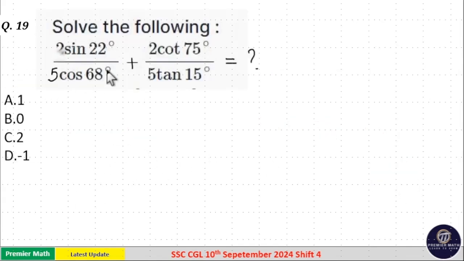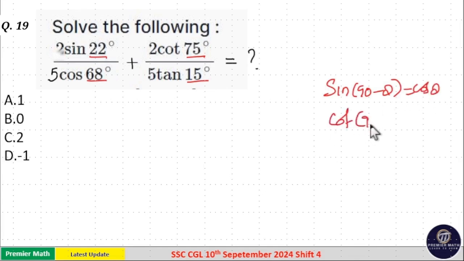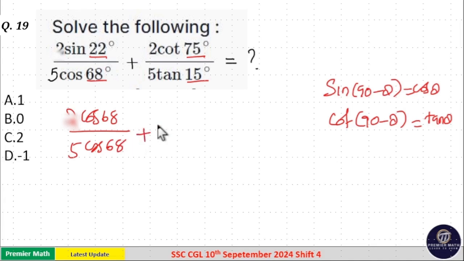Here solve the following. If you look at this, 22 plus 68 is 90, 75 plus 15 is 90. So here whenever theta 1 plus theta 2 is 90, you can take sin 90 minus theta as cos theta, and here cot 90 minus theta is equal to tan theta. Now apply this. That is, here sin 22, I can write it as sin 90 minus 22, that is cos 68, divided by 5 cos 68, plus 2 into cot 75, I can write it as cot 90 minus 75, that is tan 15, divided by 5 tan 15.